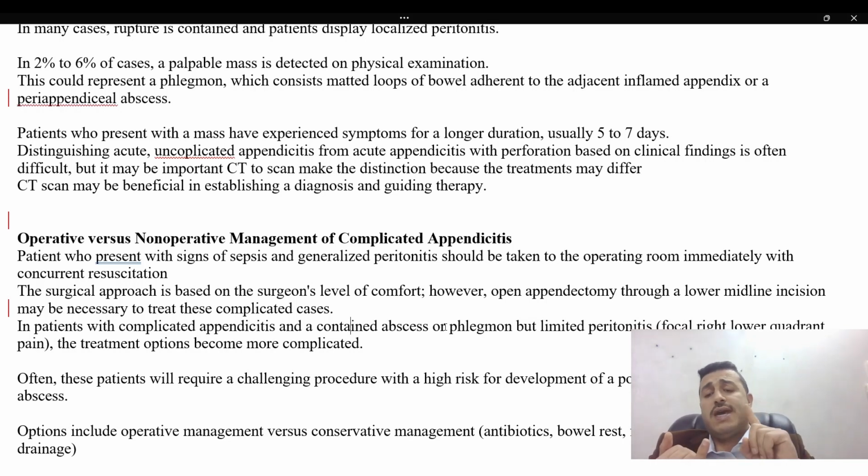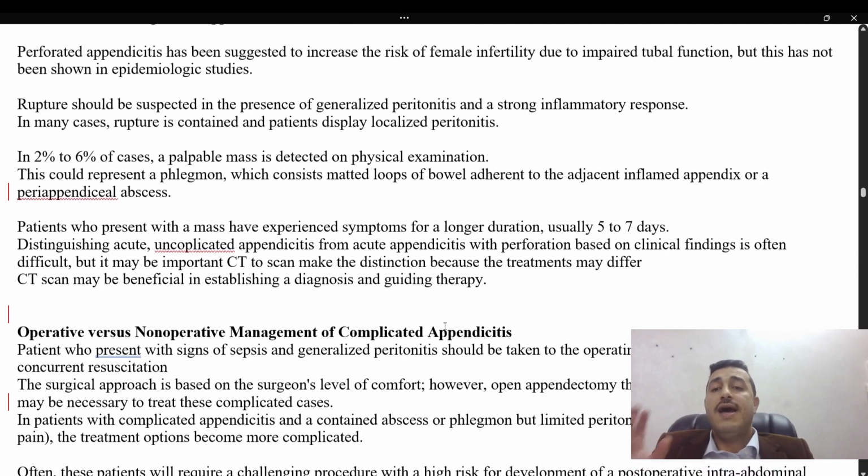Conservative management, by the way, can be IV fluid alone, or percutaneous drainage, or antibiotics and IV fluid. We can try conservative treatment in a patient with complicated appendicitis that is contained. We are not talking about a patient who presents with peritonitis, with sepsis, who should immediately go to resuscitation.